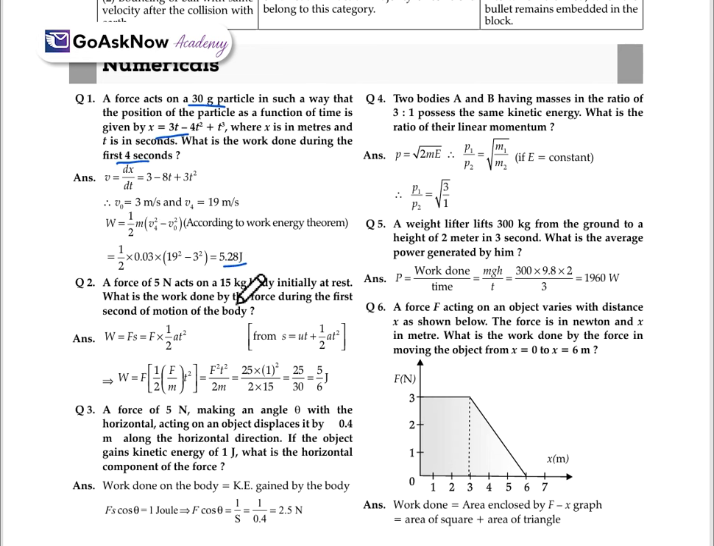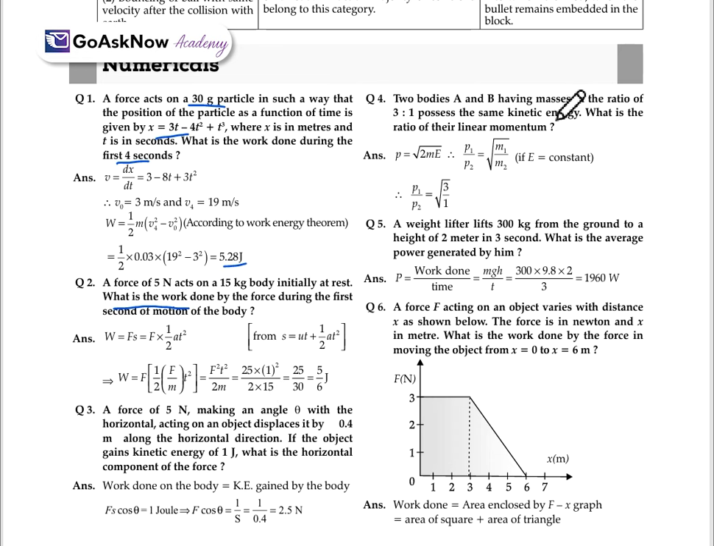Now a force of 5 Newton acts on a 15 kg body initially at rest. What is the work done by the force during the first second of the motion? So W = Fs, which is F into half at squared, as we know s = ut + half at squared, the second equation of motion. When we simplify this equation and put in all the values, we get F squared t squared upon 2m. 5 squared is 25, 1 squared is 1, 2 into 15, so we get 5/6 joule.